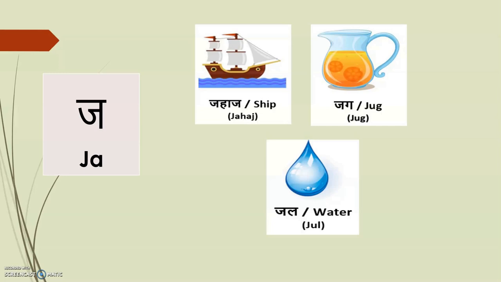So, in the first picture, we can see a ship, which is jahaj. In the second picture, we can see a jug, which is called jug in Hindi. And in the third picture, we can see water, which is called jal in Hindi. All these three objects begin with the letter J.